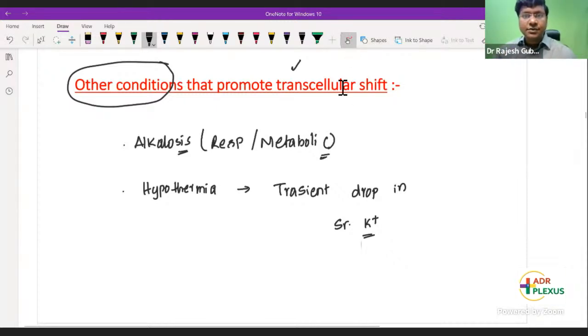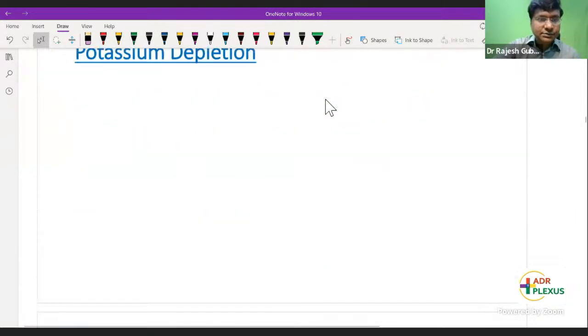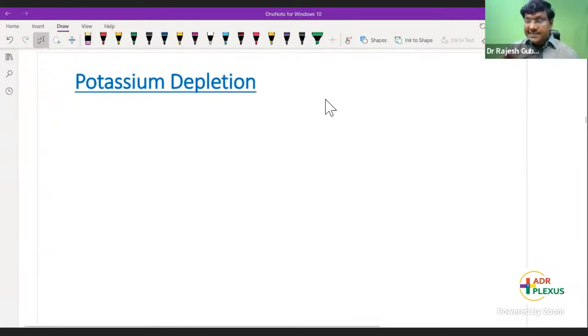Okay, now followed by that, let me discuss. So transcellular shift causing hypokalemia we have discussed. What are all those? Number one is your drugs, beta-2 agonist as well as insulin. And when you are giving beta-2 agonist along with diuretics, the severity of hypokalemia is very high because diuretics will cause potassium depletion. Next, alkalosis will cause the transcellular shift, and the next important thing we have discussed is hypothermia will also cause transcellular shift.